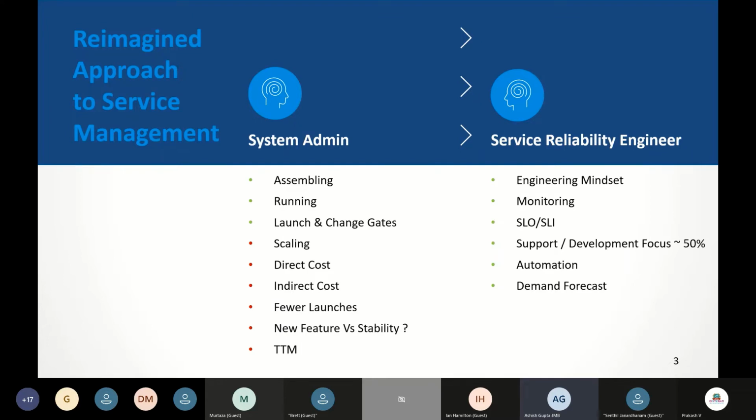So this is, I would say, a reimagined approach, where by bringing in the engineering mindset, monitoring, SLO, SLI, and a partial focus on both support and development, automation and demand forecast were the key underlying tenets that they identified. Let's look a little bit deeper at what it essentially means.